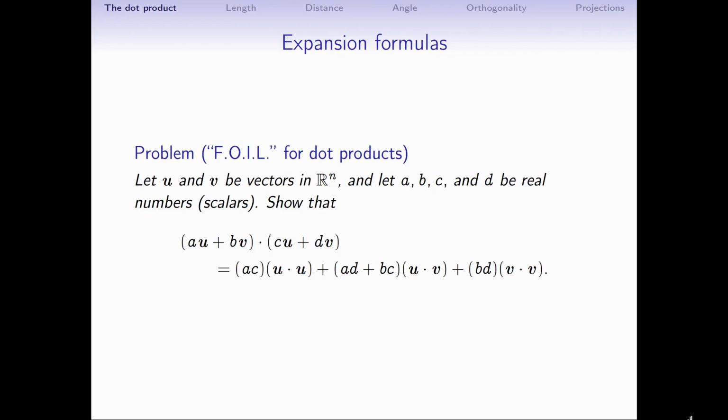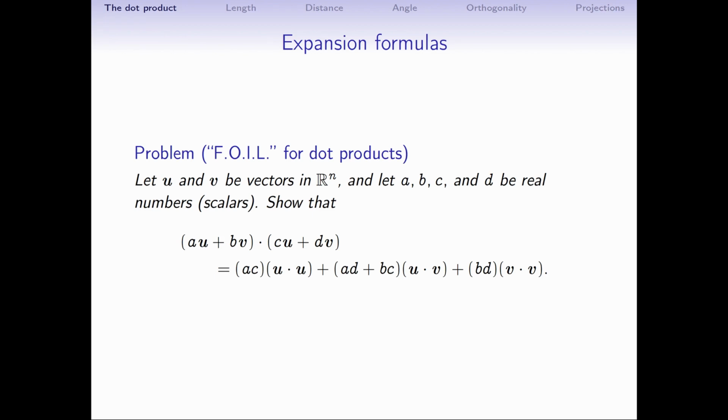So I want to work a problem for you that I'm calling FOIL for dot products. Now, you probably remember the acronym FOIL from when you learned how to multiply two binomials: first, outer, inner, last. And what I'm claiming in this problem is that there's a version of FOIL for dot products.